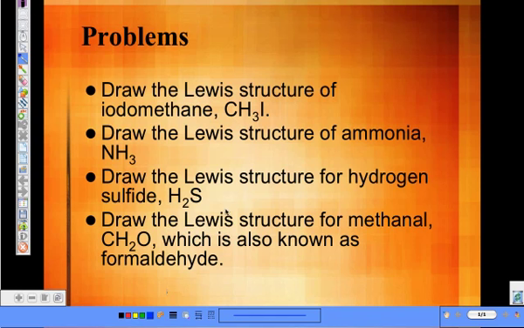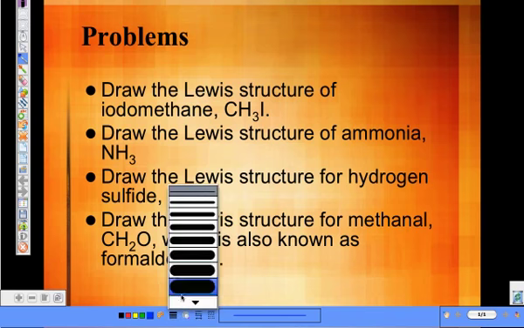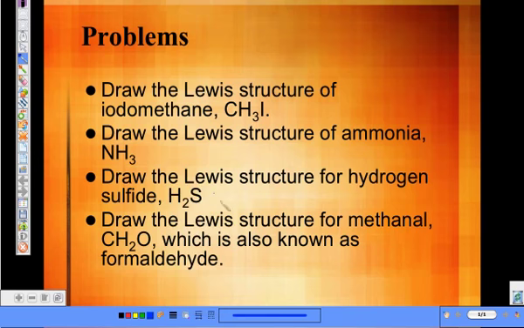Yep. I guess first we should add these up. So we have 2 times 1 plus sulfur has how many? 6. So we have a total of 8. So we said sulfur should be in the center and hydrogens on each side. Doesn't matter which side hydrogens are on. We'll learn later how it should look, but that'll be next chapter, I think.